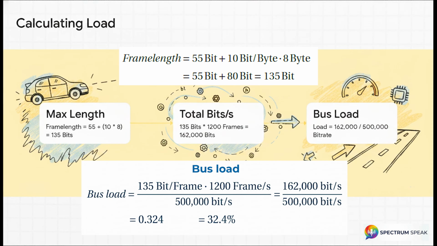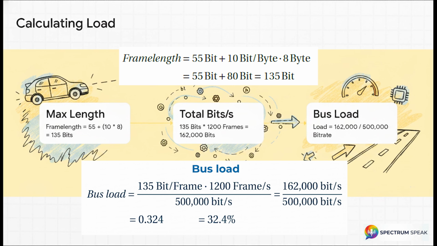All right, step 1. Let's find our maximum frame length using that elegant equation 4.3. We take our 55 base overhead bits and we add 10 times our 8 bytes of payload. Well, 10 times 8 is 80. Add the 55 and boom, we have exactly 135 bits per frame.